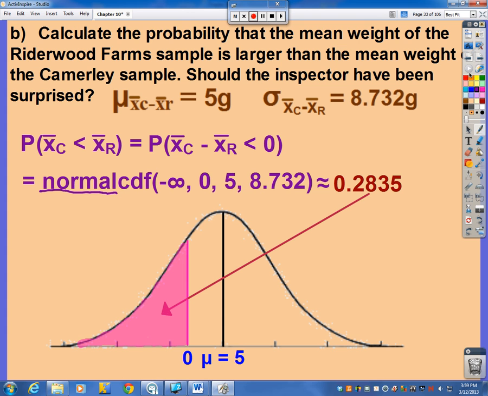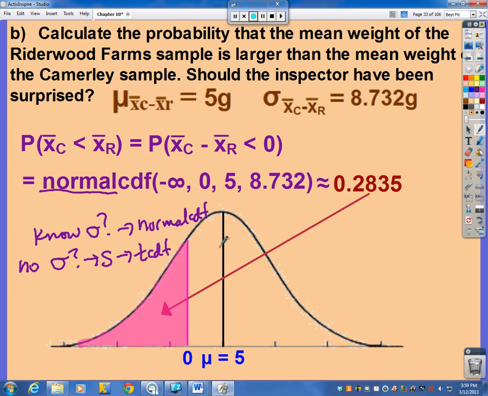Now, if they did not give us those population values for sigma, then we have to use S. And if you use S, then you have to use T. So this is one of those rare occurrences where we can use normal CDF because we know the value of sigma. So that's the main thing. No sigma means you're going to use S, and if you use S, you're going to use TCDF in its place. So that's the main difference here.